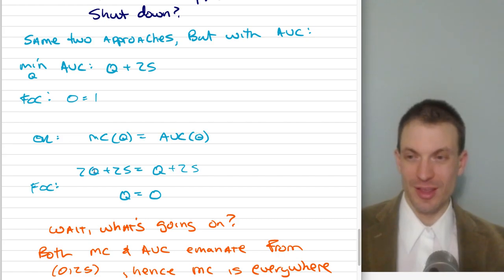Maybe the better way, other than staring at this, is let's set marginal cost equal to average variable cost. Marginal cost is 2Q plus 25. Average variable cost is Q plus 25. Solving, we get a quantity of zero.